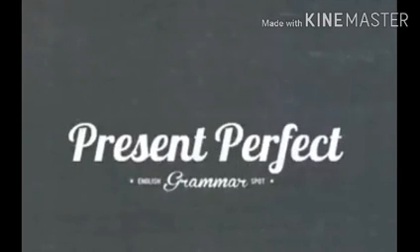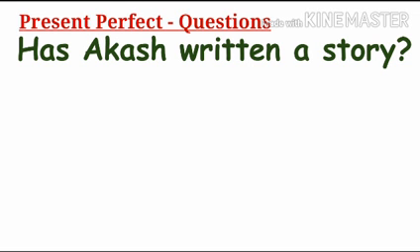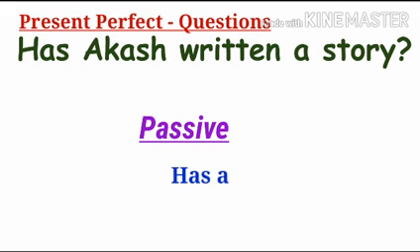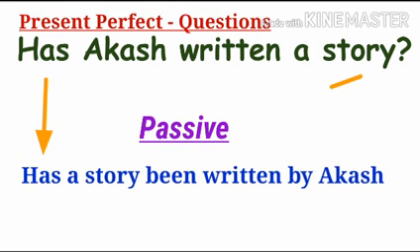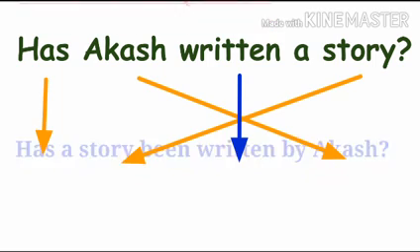Next, let us see the present perfect tense. Akash has written a story. It's an affirmative sentence. We can make it interrogative by bringing the helping verb has to the first: Has Akash written a story? When we convert to passive voice, just bring a story to the beginning and use the same question word: Has a story been written by Akash?